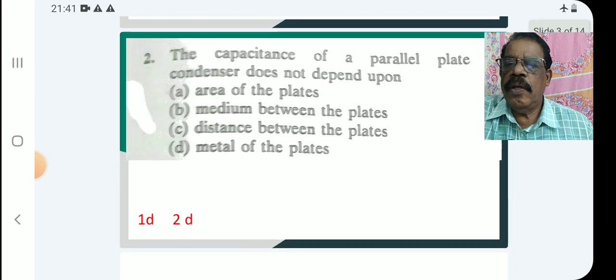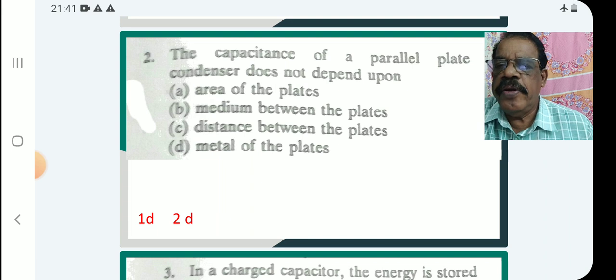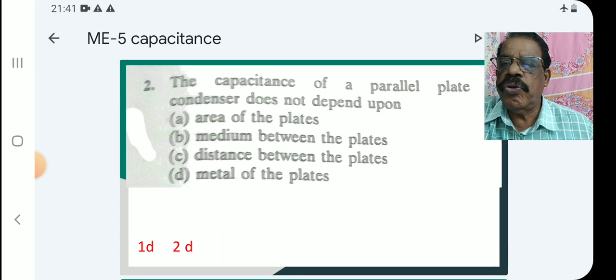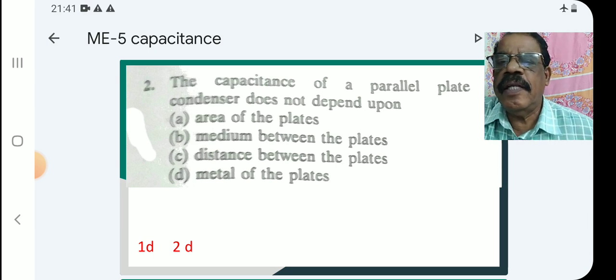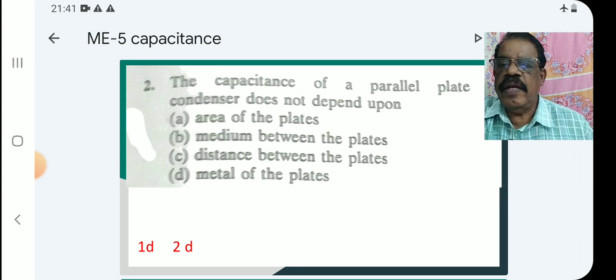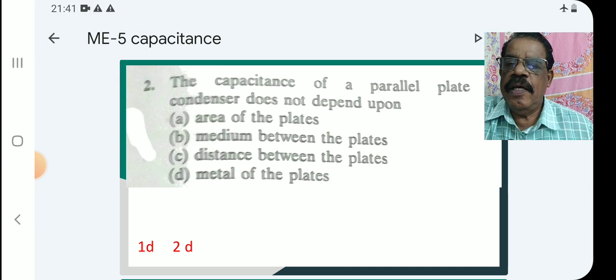Answer D. Answer D is written here, 1D and 2 also D. We are going to read 2. The capacitance of a parallel plate condenser does not depend upon area of the plates, medium between the plates, distance between the plates, material of the plates. The same question in a different way. Answer is D, 2D.